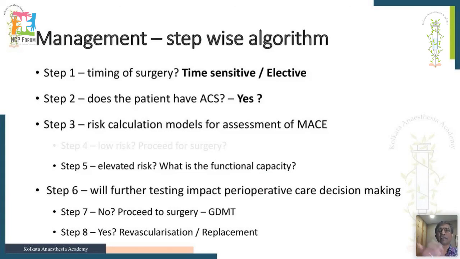But without stabilizing the medical presentation of dyspnea at rest, chest pain at rest, a non-cardiac surgery will need to wait.